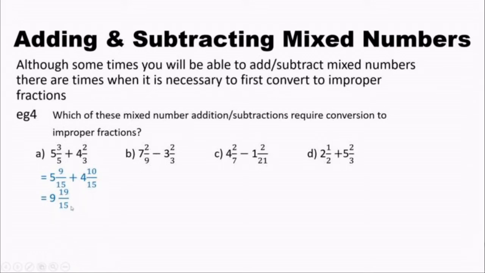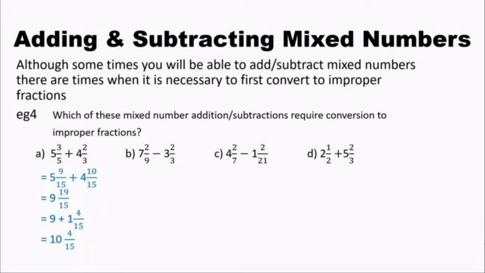I can surely fit one 15 in 19, so that's one whole. But how much would be remaining? Remember, the remainder remains over 15. 15 is 4 less than the 19, so I've got 4 remaining. So my answer would be 9 and 1 and 4/15. So that makes it 10 and 4/15. So that was the easy way of adding two mixed numbers.